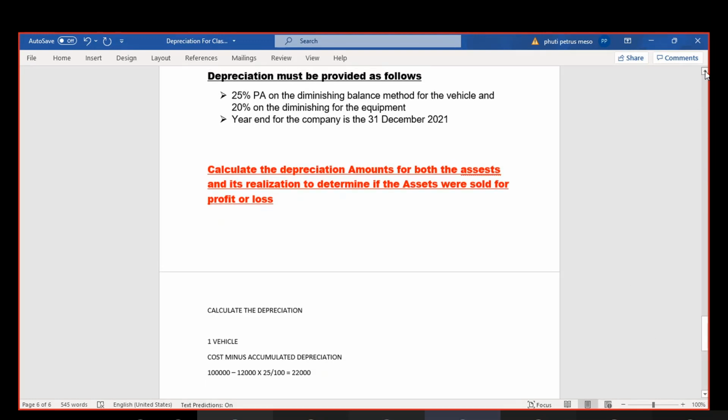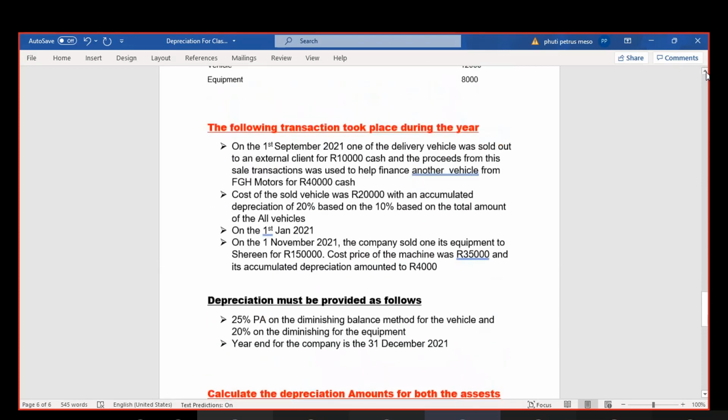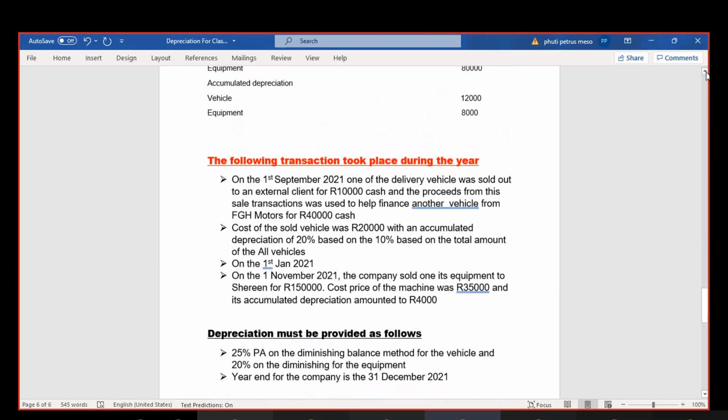the question. Okay, so on the 1st of September in the current year, one of the delivery vehicles was sold to an external client for an amount of 10,000 rand, to be used to purchase another vehicle.